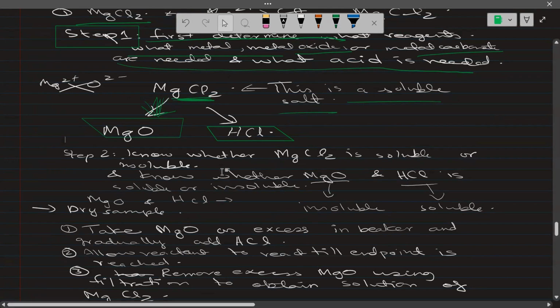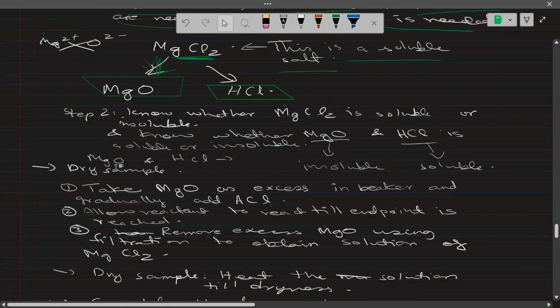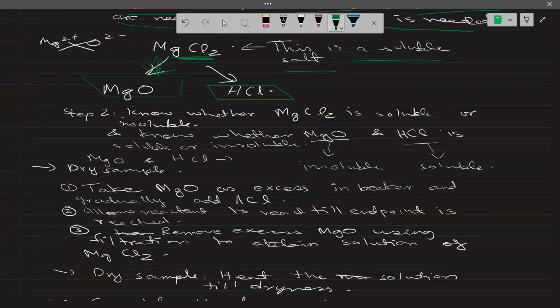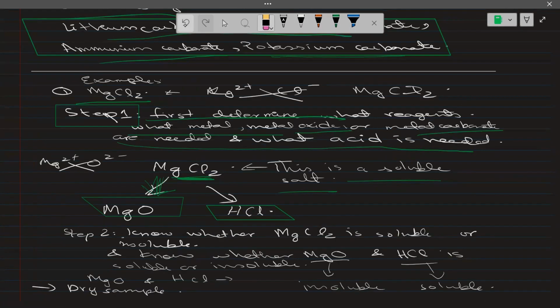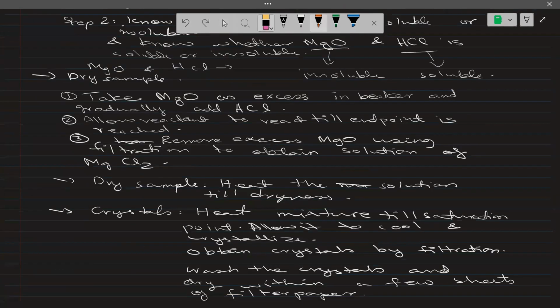Now step two: know whether MgCl2 is soluble or insoluble. We found out that it's soluble, and know whether MgO and HCl are soluble or insoluble. So we just did it first. Now, let's take, wait, where are we? You may skip this part.